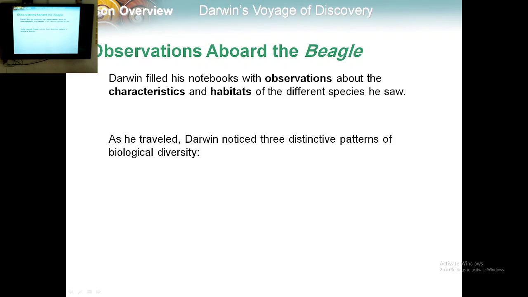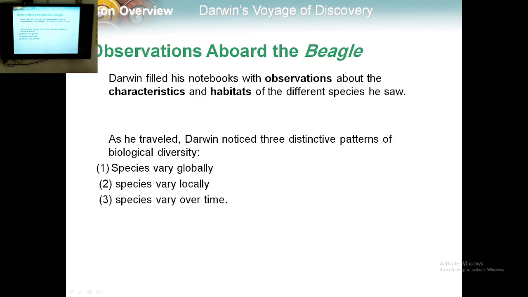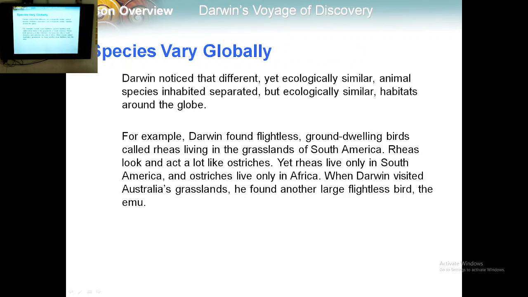As he traveled, Darwin noticed three distinctive patterns of biological diversity. Okay? The first one, species vary globally. The second one, species vary locally. And the third one, species vary over time. So again, the distinctive patterns of biological diversity: species vary globally, species vary locally, and species vary over time.